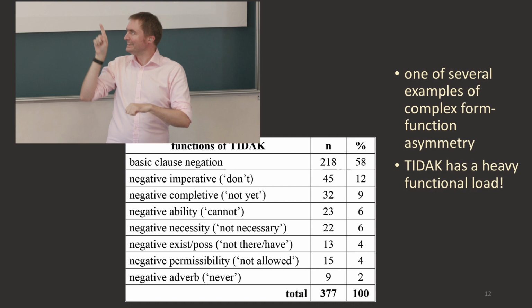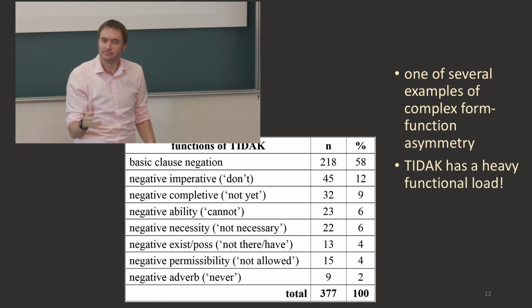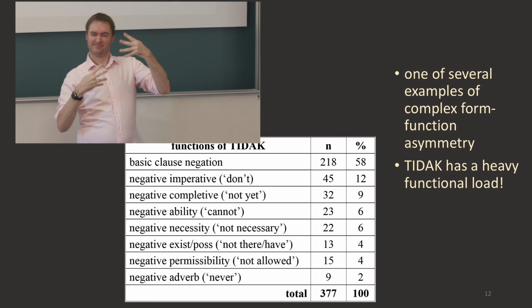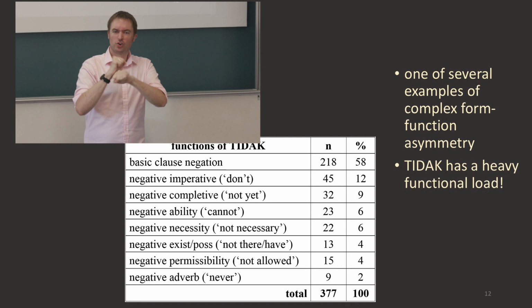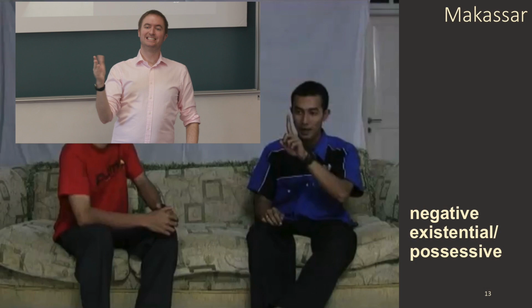It has many functions. You can see them outlined on the screen. A very basic no, negation, or cannot, or it's not there. So that handshape can represent all of these types of negation. And we see also some kind of asymmetry. It has a heavy functional load covering all of these various items. So for example, this would show negative existence.